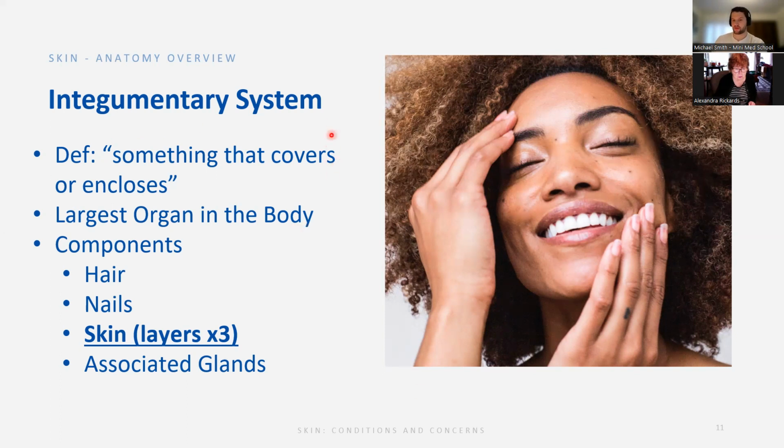So it's always good to start with the big picture first. As mentioned earlier, the skin is the largest organ in our body and actually comprises about 6 pounds of our body weight, which is more than any other single organ. However, the skin itself is actually a component of what we call in our field the integumentary system, with the word integument simply meaning something that covers or encloses. So in addition to the skin, the integumentary system is made up of our hair, our nails, our skin, and also some glands that are associated with our skin.